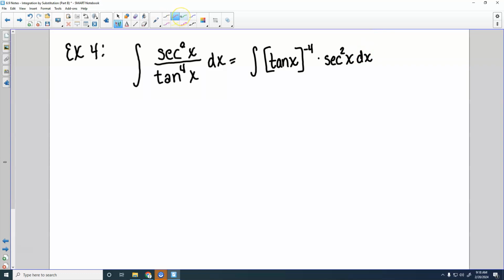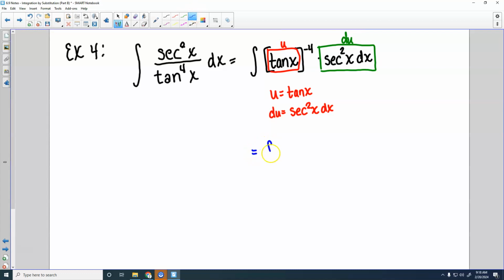So, what should I use for my u here? Tangent again. This time because I got that secant squared, right? So u is going to be tangent of x. The derivative of tangent is just secant squared x dx. Do I have my du? Yes, I've already got it. I don't even have to add anything in this time. This stuff right here is my du. Everybody good here? All right, so we're going to have the integral of u to the -4th du.